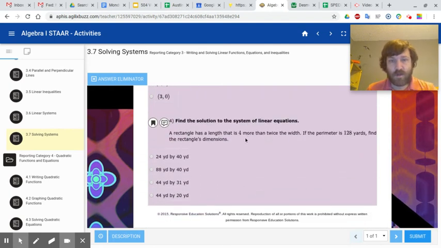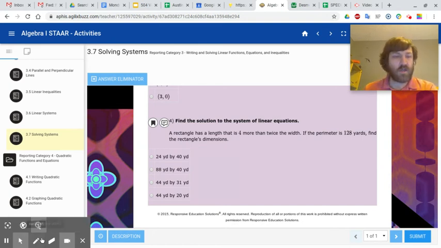And then down here, we have a problem which actually was from the previous lesson. You're basically going to guess and check, and I'll walk us through a little bit of how that might work. It says a rectangle has a length that is 4 more than twice the width. If the perimeter is 128 yards, find the rectangle's dimensions.